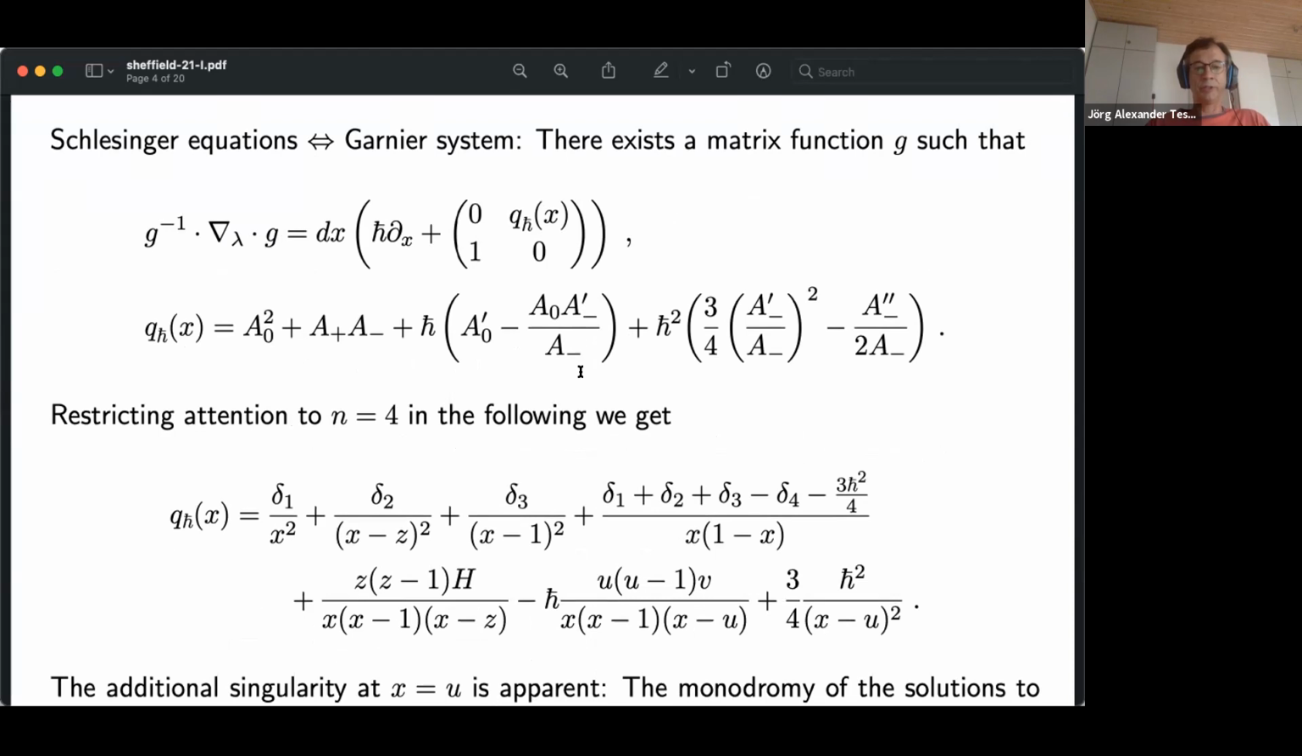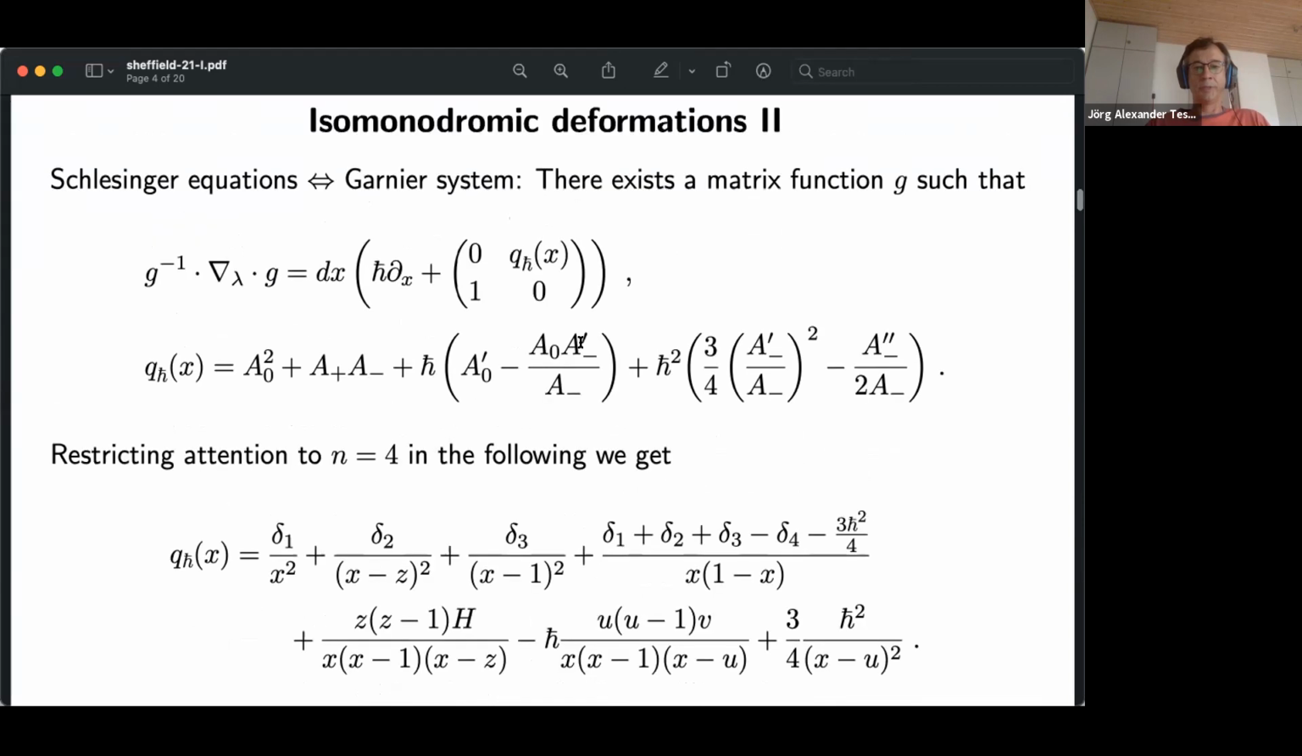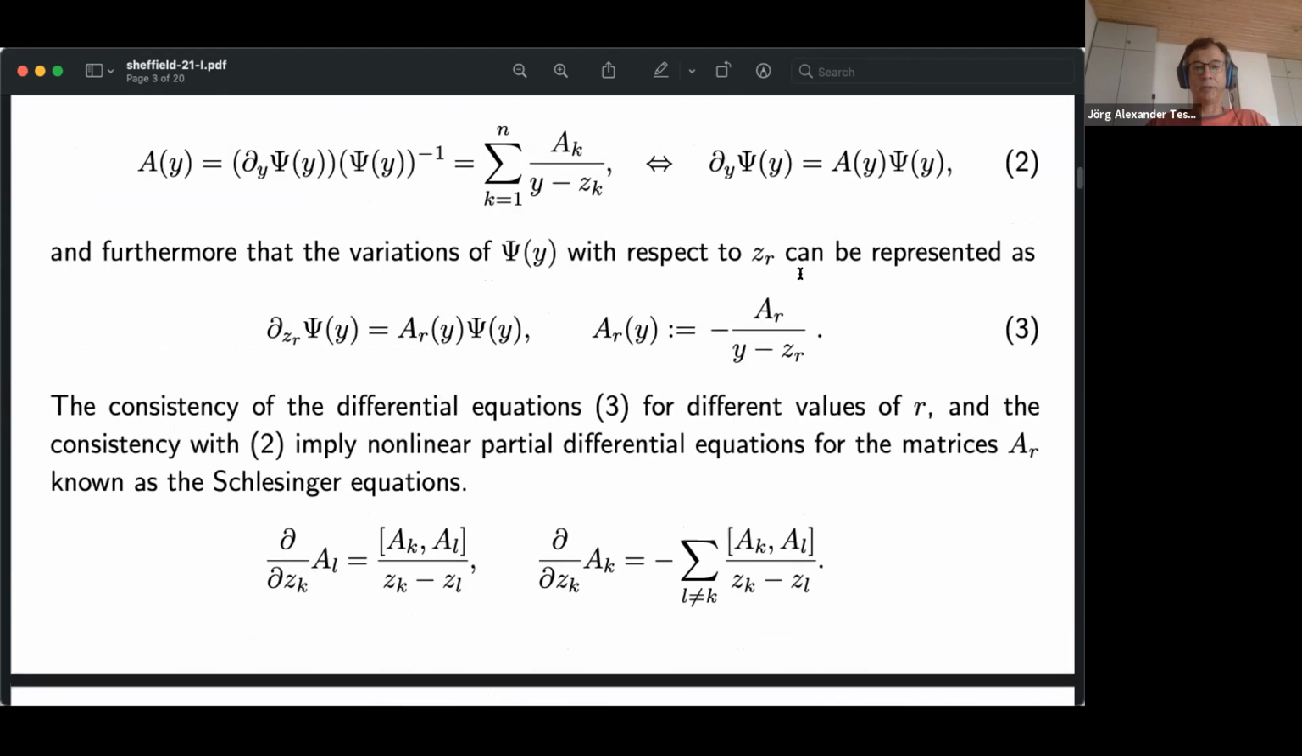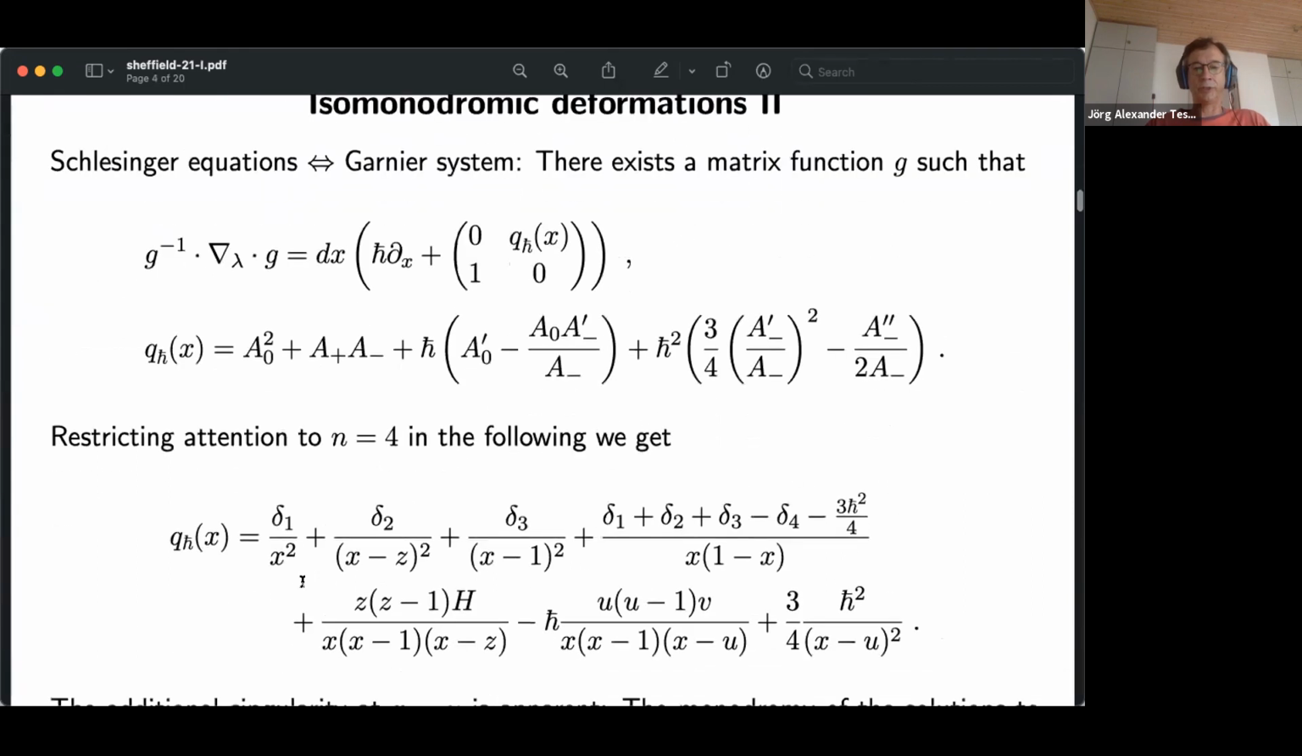The upshot is that indeed there is an equivalence, basically a one-to-one correspondence between the matrix functions A(y) of this form, which appear in the context of the Schlesinger system, so whose residues satisfy the equations of the Schlesinger system, and these just ordinary functions, meromorphic functions, QH bar of X, which appear here.